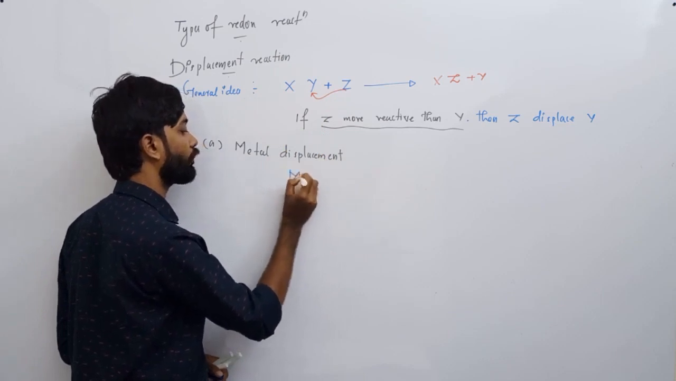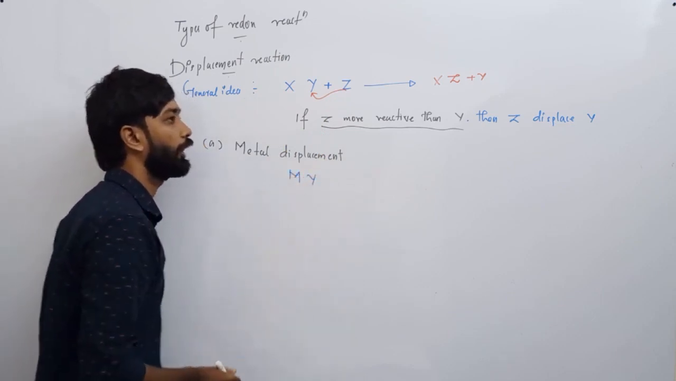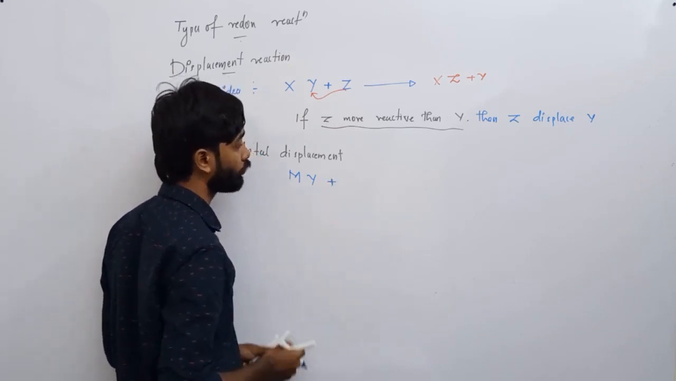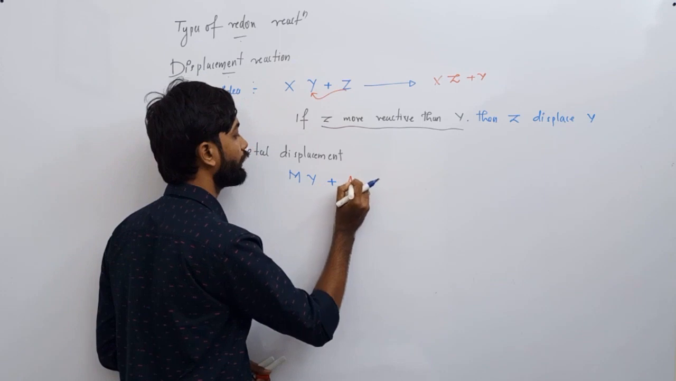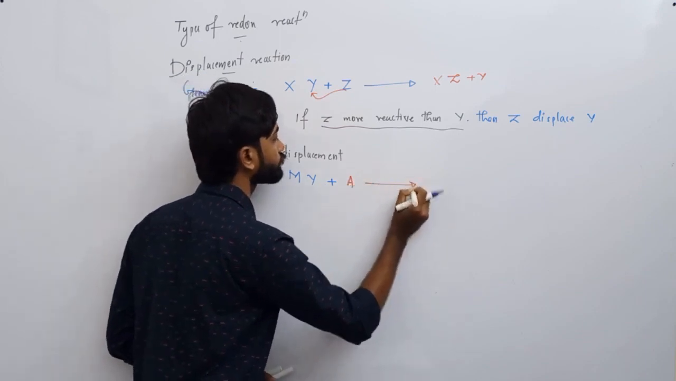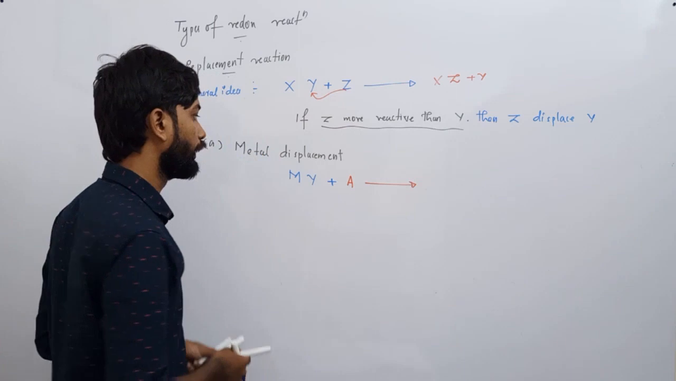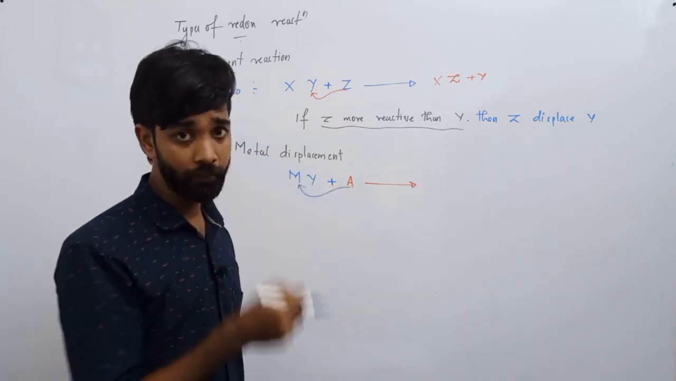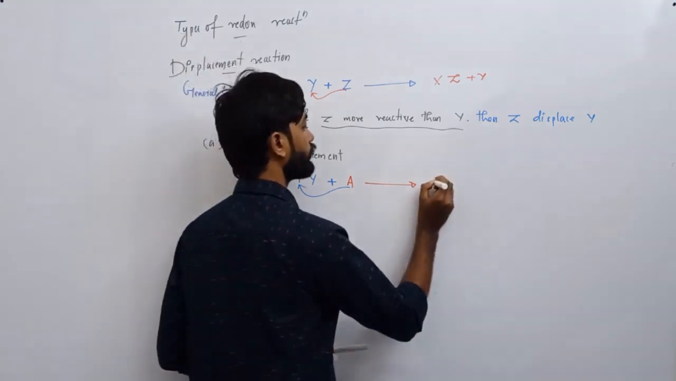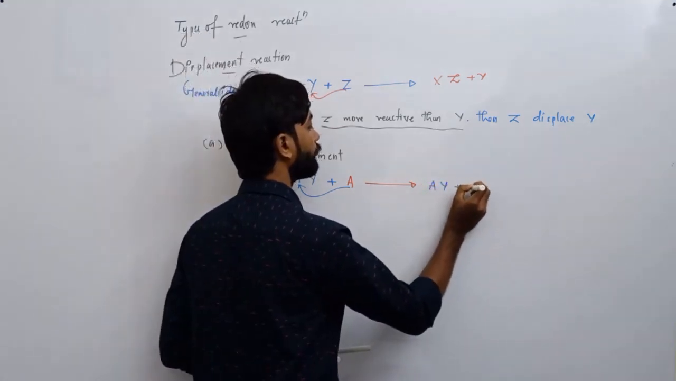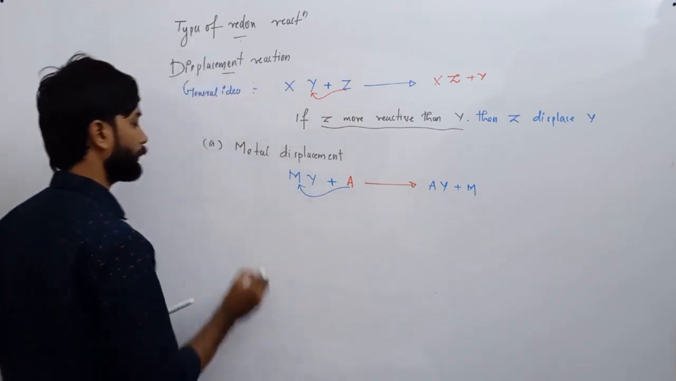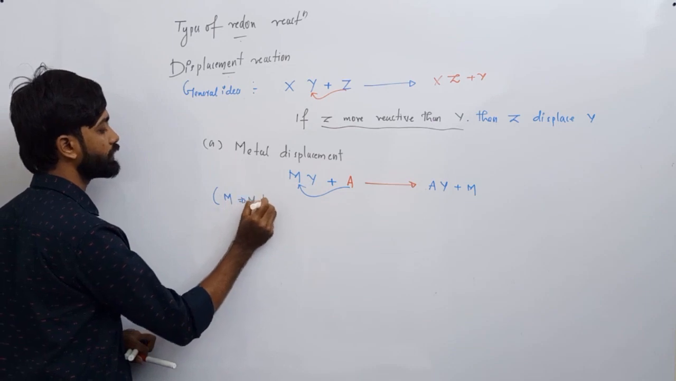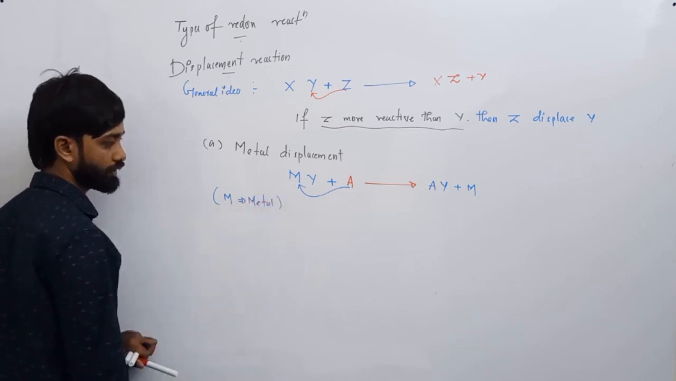Listen, we have a compound MY, and to that MY, we simply add A. Now the A displaces M. A can displace M. Then what about the nature? AY plus M, right? And what about M? M is a metal. M implies metal. Then this reaction is said to be metal displacement.